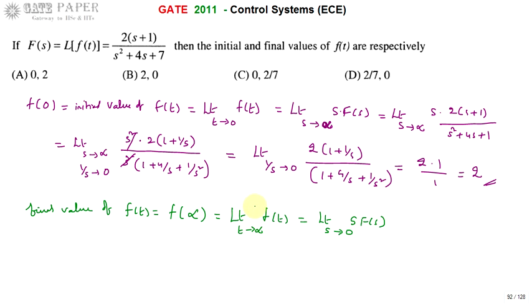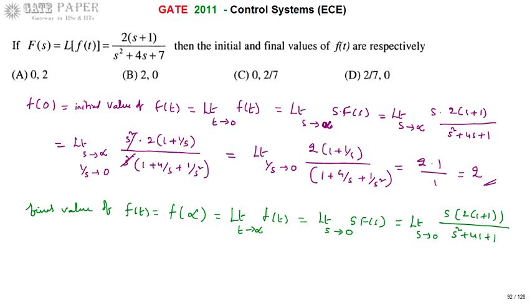If you want to use the other expression, then you need to calculate the inverse Laplace transform of the given expression. That itself is going to be a tedious task, and unnecessarily takes time. So we will use this expression to find the final value. Now the limit as s tends to 0 of s into F(s), which is nothing but s into 2(s+1) divided by s^2+4s+1.